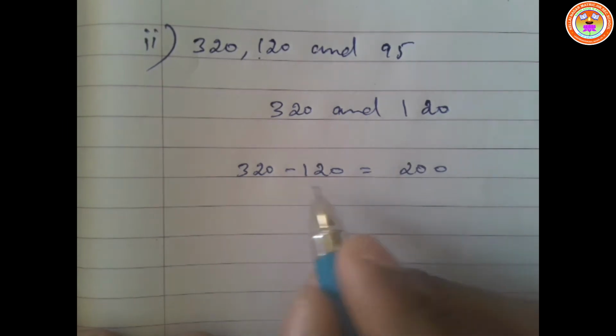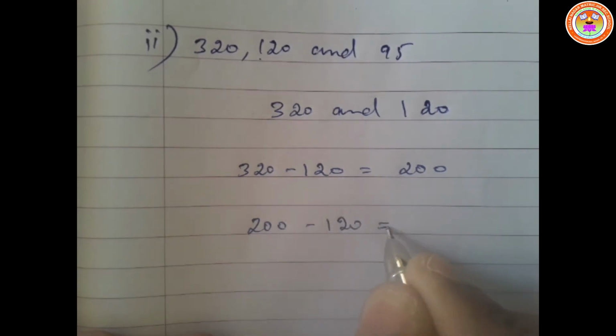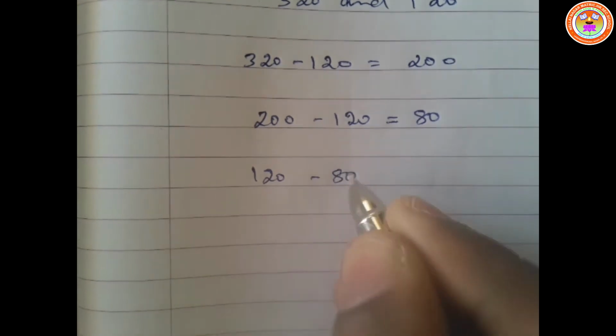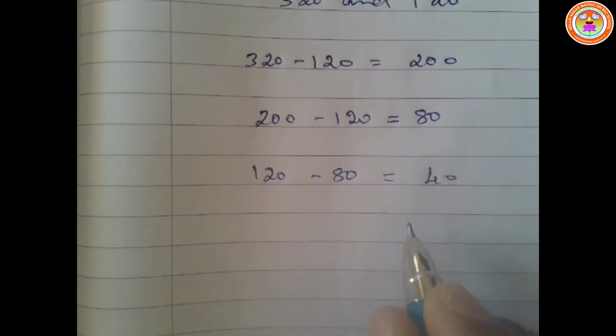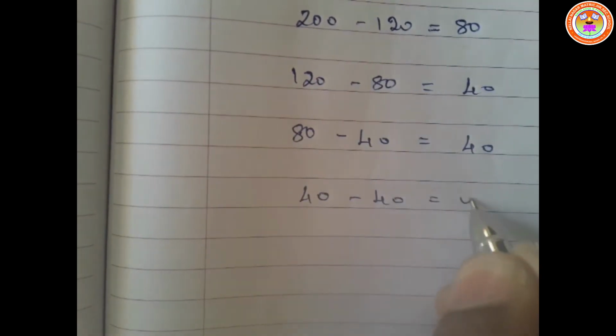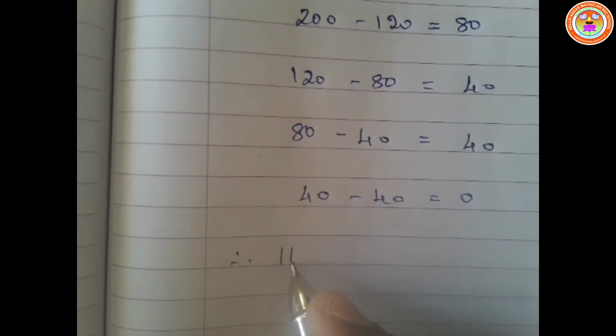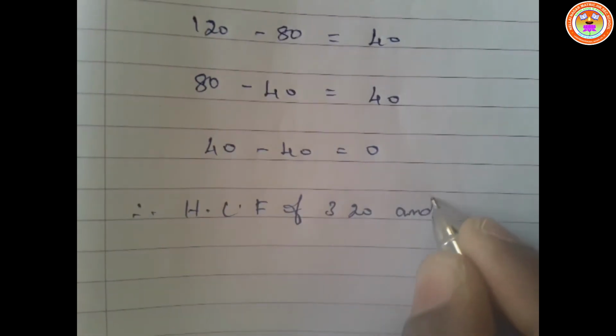So among these two numbers, 120 and 200, the 200 is the bigger number. Subtract 120 again, so you will get 80. Then compare these two numbers, 120 and 80. So 120 is the bigger, smaller number is 80. Subtract it, you will get 40. Now 80 and 40 is there. Compare these two numbers. Bigger number is 80 and subtract it with 40, you will get 40. Now 40 minus 40, you will get 0. Therefore, HCF of 320 and 120 is 40.